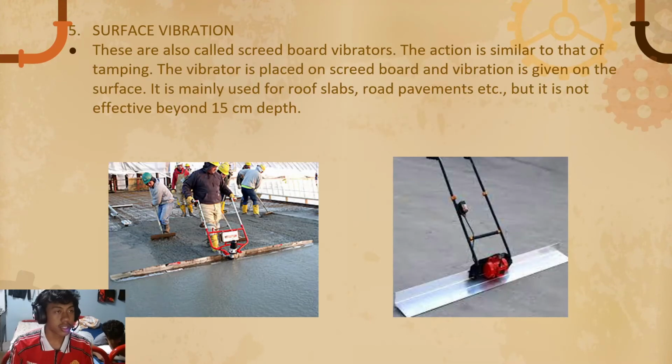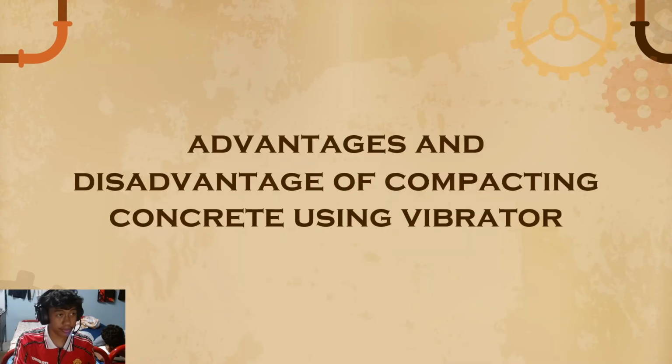5. Surface vibration. These are also called screed board vibrators. The action is similar to that of tamping. The vibrator is placed on a screed board and vibration is given on the surface. It is mainly used for roof slabs, road pavements, etc., but it is not effective beyond 50 cm depth.